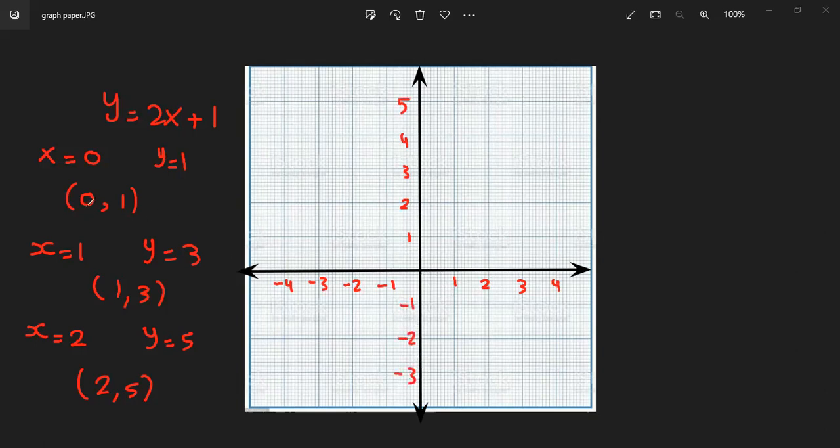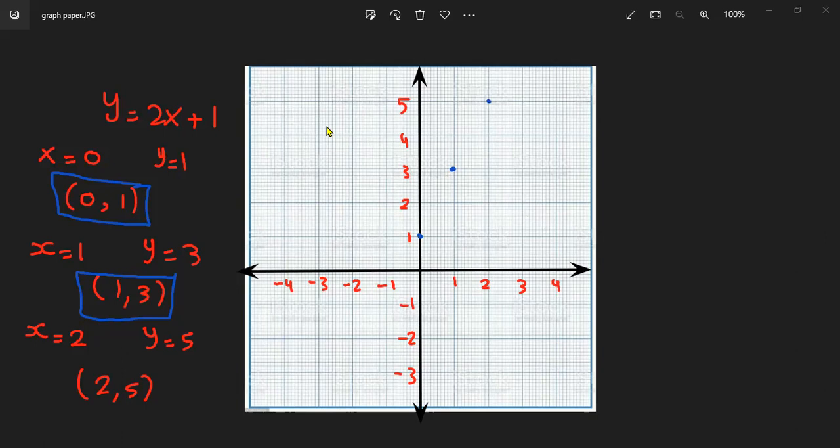The first ordered pair is 0 and 1. So 0 and 1 in this place. This point is 0 on x and 1 on y. The second ordered pair is 1 and 3. So the ordered pair is 1 and 3 in this place, 1 on x and 3 on y. And the last one, 2 and 5, 2 on x, and when we go up, we get 5.